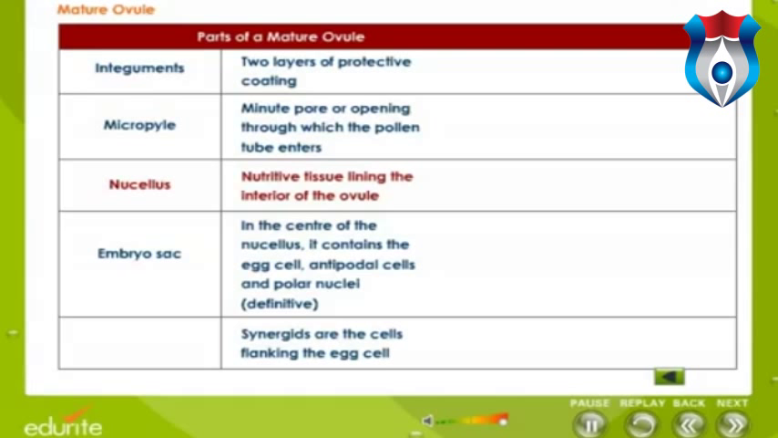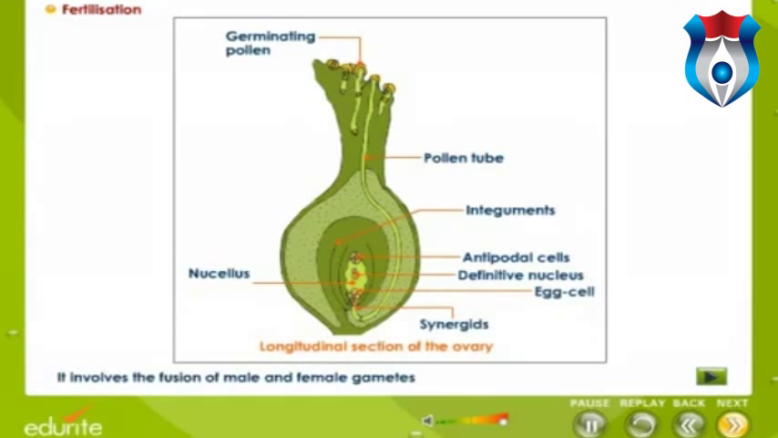Embryo sac. Embryo sac is in the center of the nucellus. It contains the egg cell, antipodal cells, and polar nuclei. Synergids are the cells flanking the egg cell. Fertilization. Fertilization involves the fusion of male and female gametes.